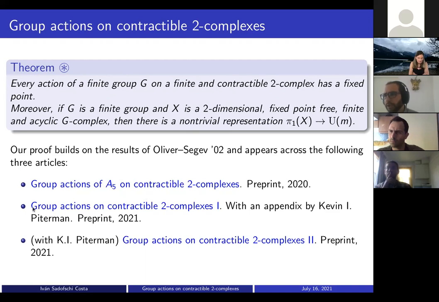And then in this second paper, we extend the method used in the case of A5 in a more general way to deal with most of the groups in the classification of Oliver and Segev. And then finally, in this third paper, which is a joint work with Kevin Piterman, we address the remaining groups with a modification of the method used here. So now I will give you a sketch of the proof of this result.